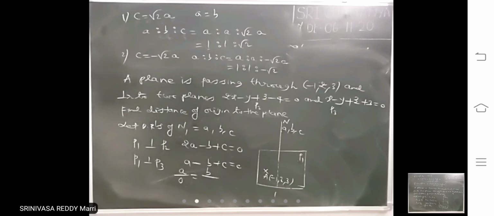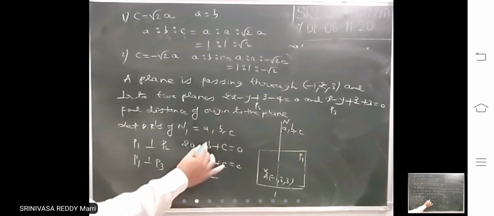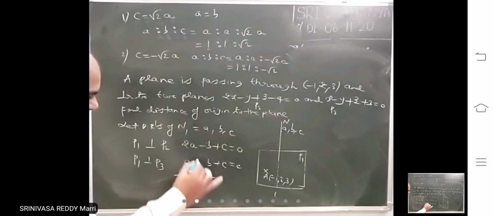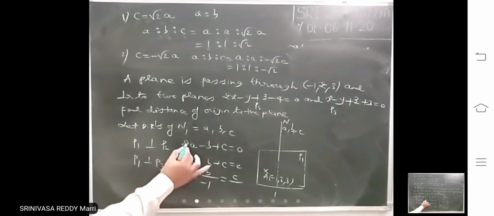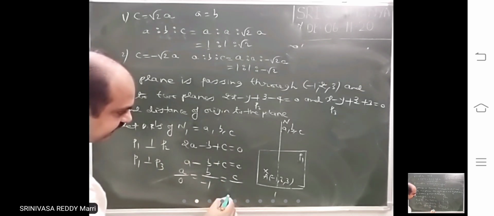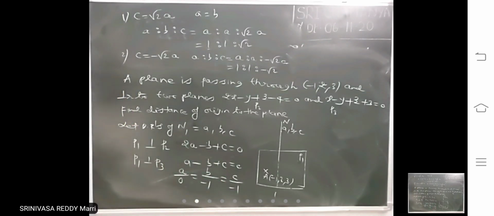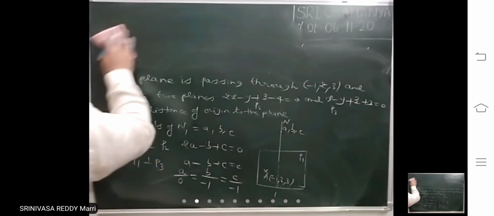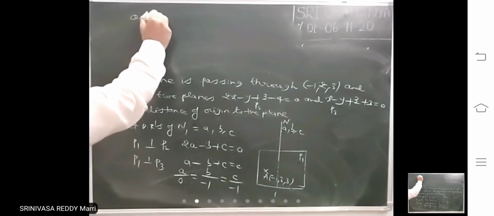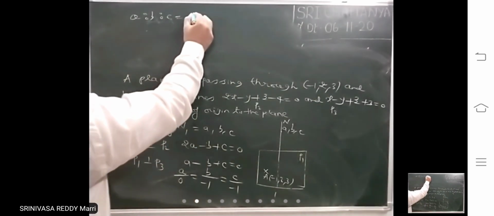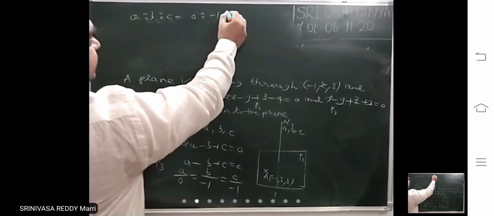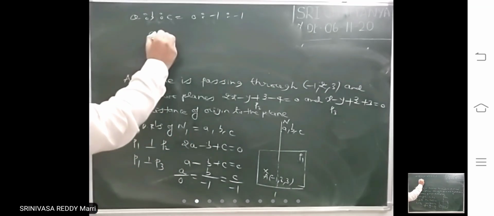B divided by this side 1 minus 2 minus 1. So C divided by minus 2 plus 1. Minus 2 plus 1 means minus 1. So that means these are nothing but DRs of plane. Therefore A is to B is to C is nothing but 0 is to minus 1 is to minus 1.